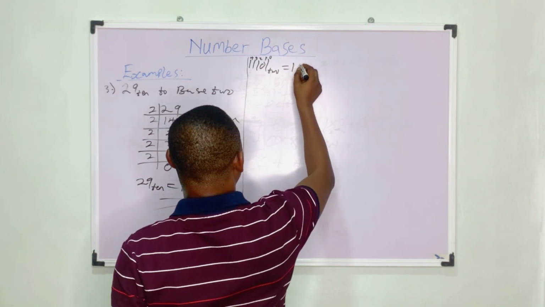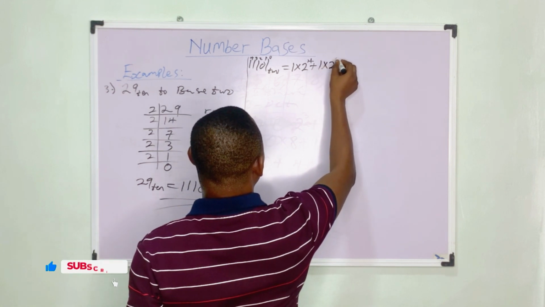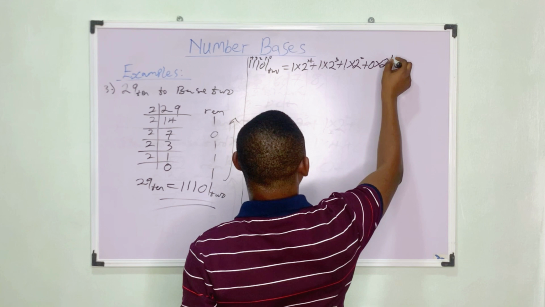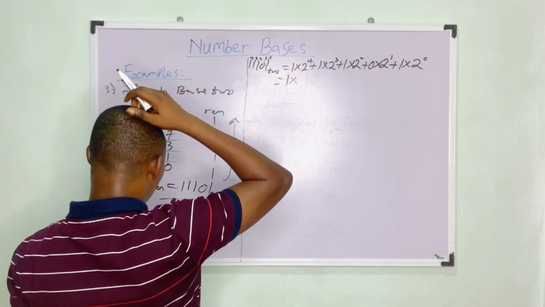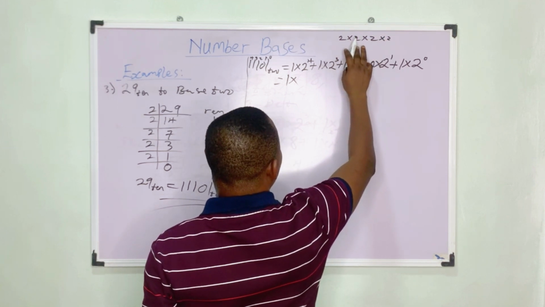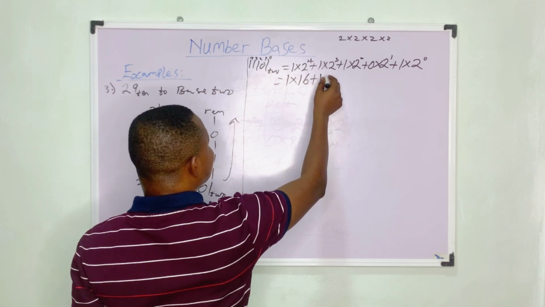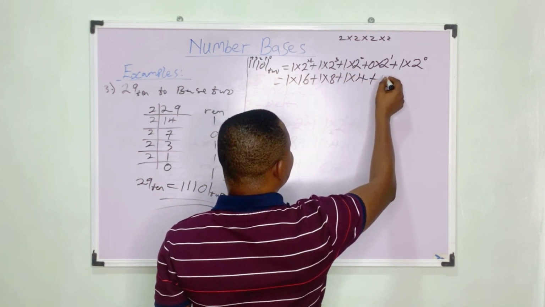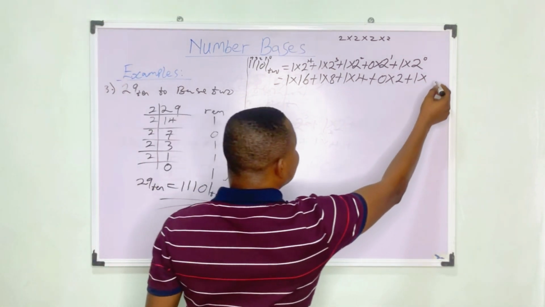Now let's continue. This will be 1 multiplied by 2, which is the base, raised to power 4, plus 1 times 2 raised to power 3, plus 1 times 2 raised to power of 2, plus 0 times 2 raised to power of 1, then plus 1 times 2 raised to power of 0. That is 1 times 2 raised to power of 4; don't use a calculator, it's very simple: 2 times 2 times 2 times 2. 2 times 2, 4. 4 times 2, 8. And 8 times 2 will give us 16. Then plus 1 times 2 raised to power of 3, that is 8. Plus 1 times 2 raised to power of 2, that is 4. Plus 0 times 2 raised to power of 1, that is 2. Then plus 1 times 2 raised to power of 0. Any number raised to power of 0 is 1.